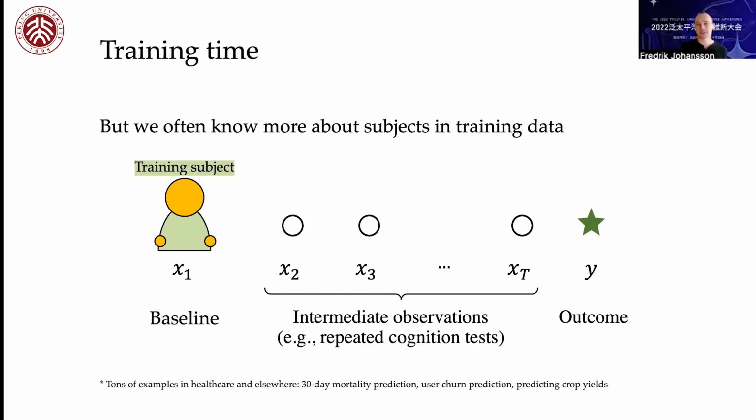But along the way, we saw them every 6 months or so, and we collected intermediate observations. In the context of Alzheimer's, this might be repeated tests of their cognition, just to see where they're going. And so what I'm saying here is that at training time, we have access to intermediate observations between the baseline and the outcome, which might be useful for learning. It won't be useful for prediction because we don't have access to it when we use our model, but it might be useful for learning.